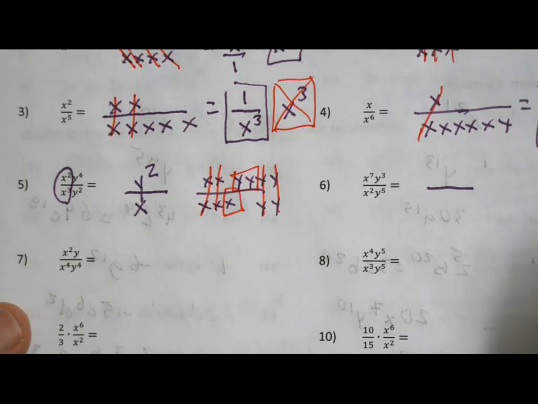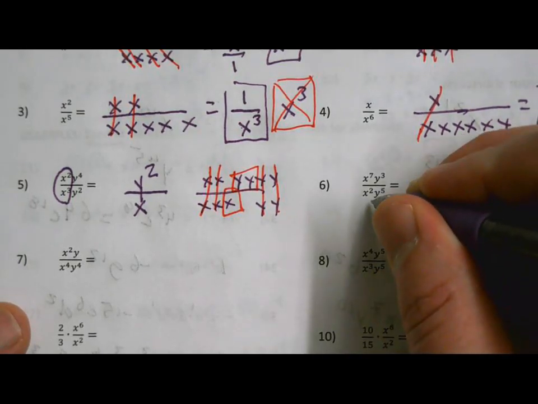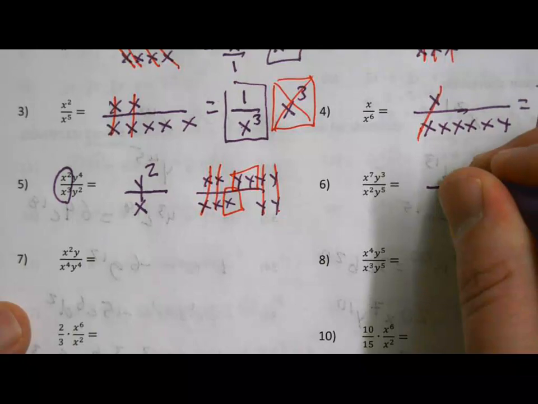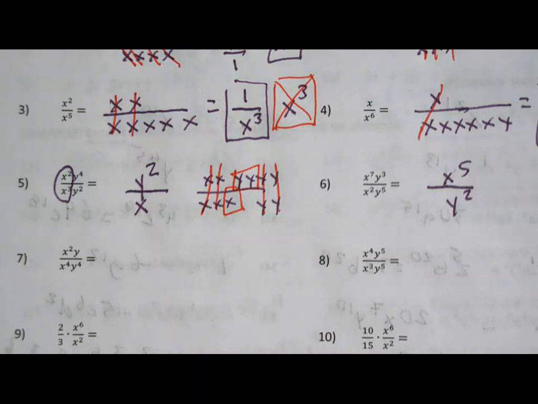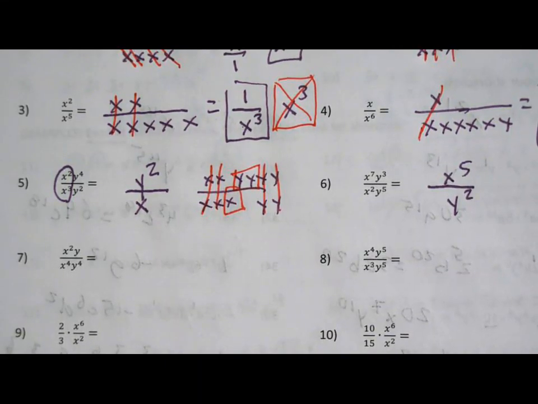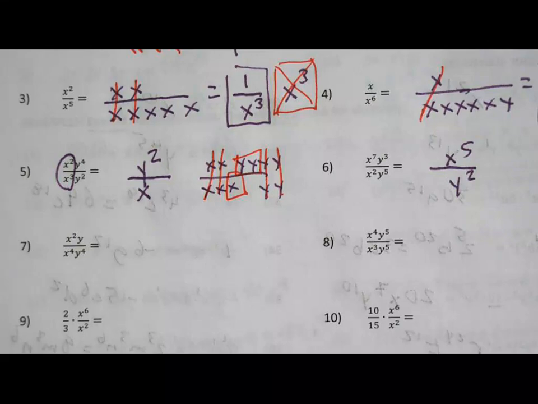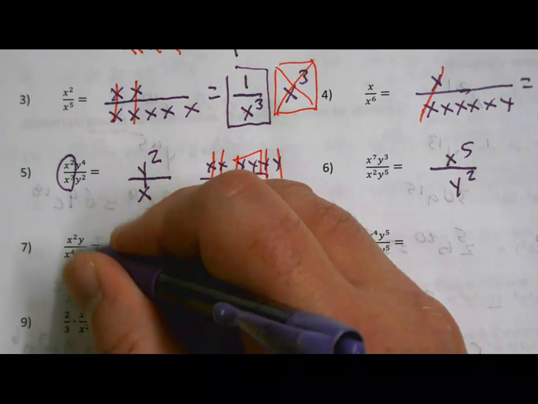All right, let me catch up to you guys. 6 and 2, or 7 and 2, there'd be 5 left over on the top. 3 and 5, there'd be 2 left over on the bottom. Number 7's kind of weird because I don't think there's going to be anything left over on the top.